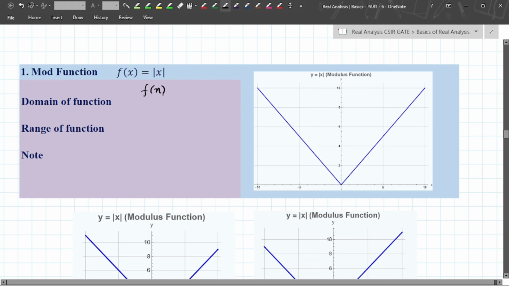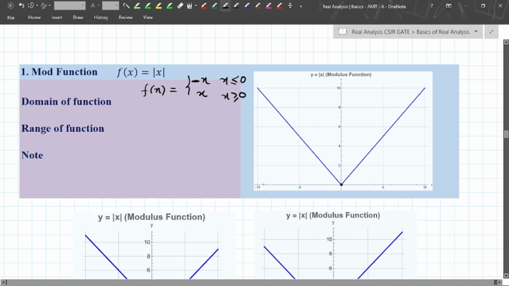f of x is nothing but minus x for all x less than 0, and x for all x greater than 0, or it will be 0 for x equals 0. You can put the equal sign anywhere. Now in this case it is a line passing through the origin but not taking negative values.